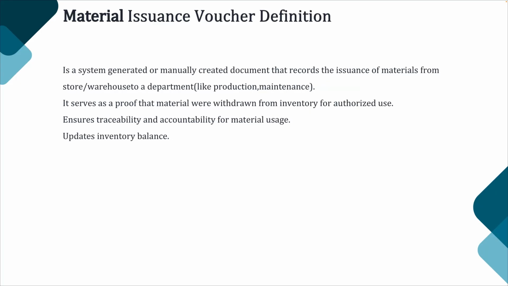Now, a material issuance voucher is a system generated or manually created document that records the issuance of materials from the store or warehouse to a department like production and maintenance. It serves as proof that materials were withdrawn from inventory for authorized use, ensures traceability and accountability for material usage, and of course updates your inventory balance. So this is what we call the material request as well as the material issuance voucher.